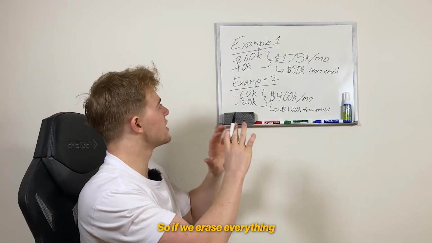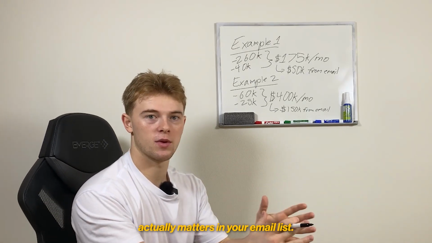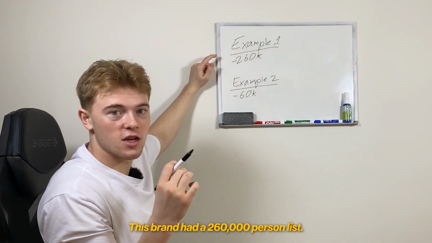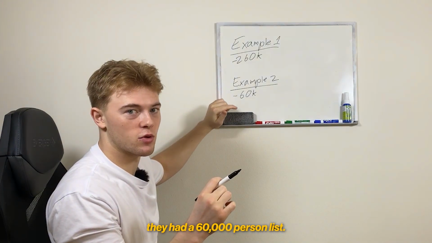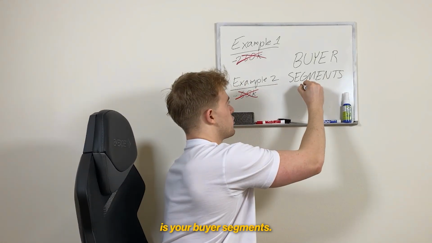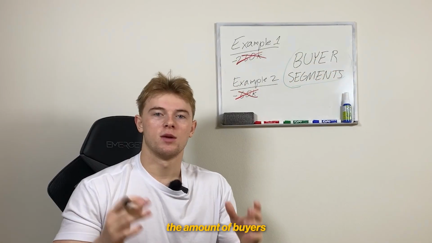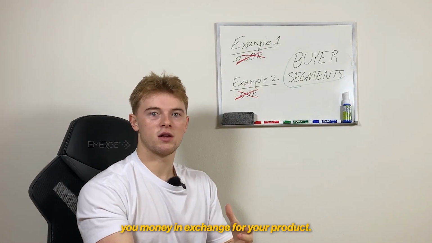So if we erase everything and go back to the basics of what actually matters in your email list. Example number one, this brand had a 260,000 person list. In example two, they had a 60,000 person list. Those metrics do not matter. What actually matters is your buyer segments. The amount of buyers that you have in your email list is the amount of people that have literally given you money in exchange for your product.